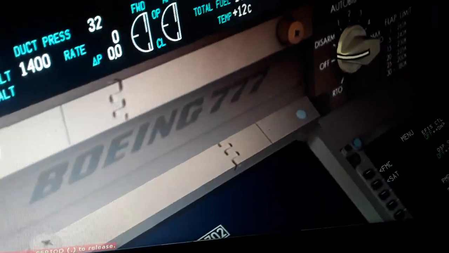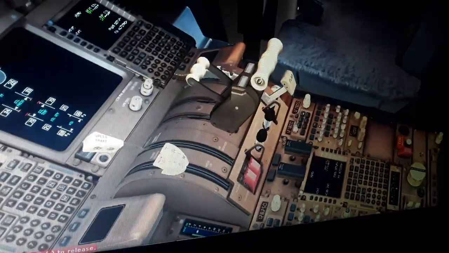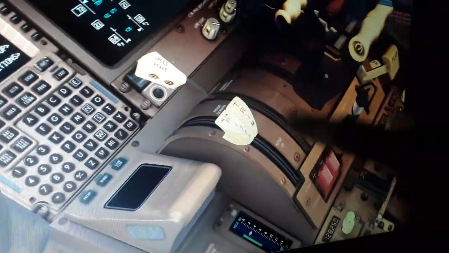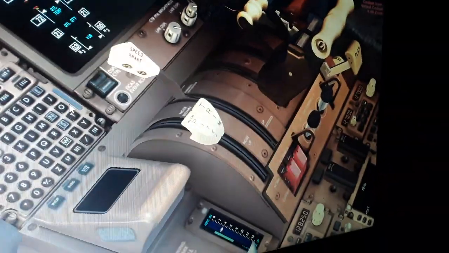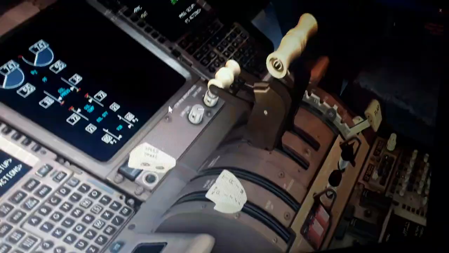So you can tell this is the Boeing 777. So we will continue now. We'll also use the horizontal tail trim stabilizer of the aircraft. We use the speed brakes also to slow down the aircraft. We remove the thrust levers when the speed brakes are engaged.